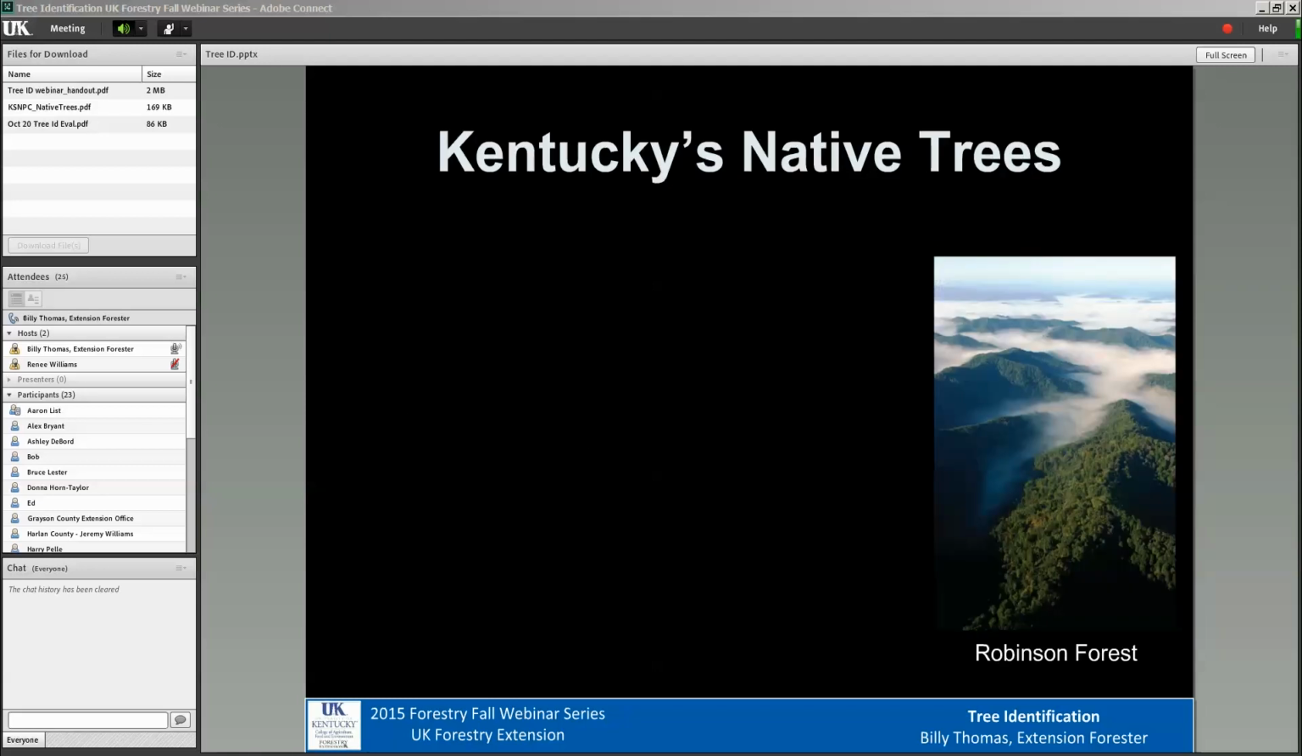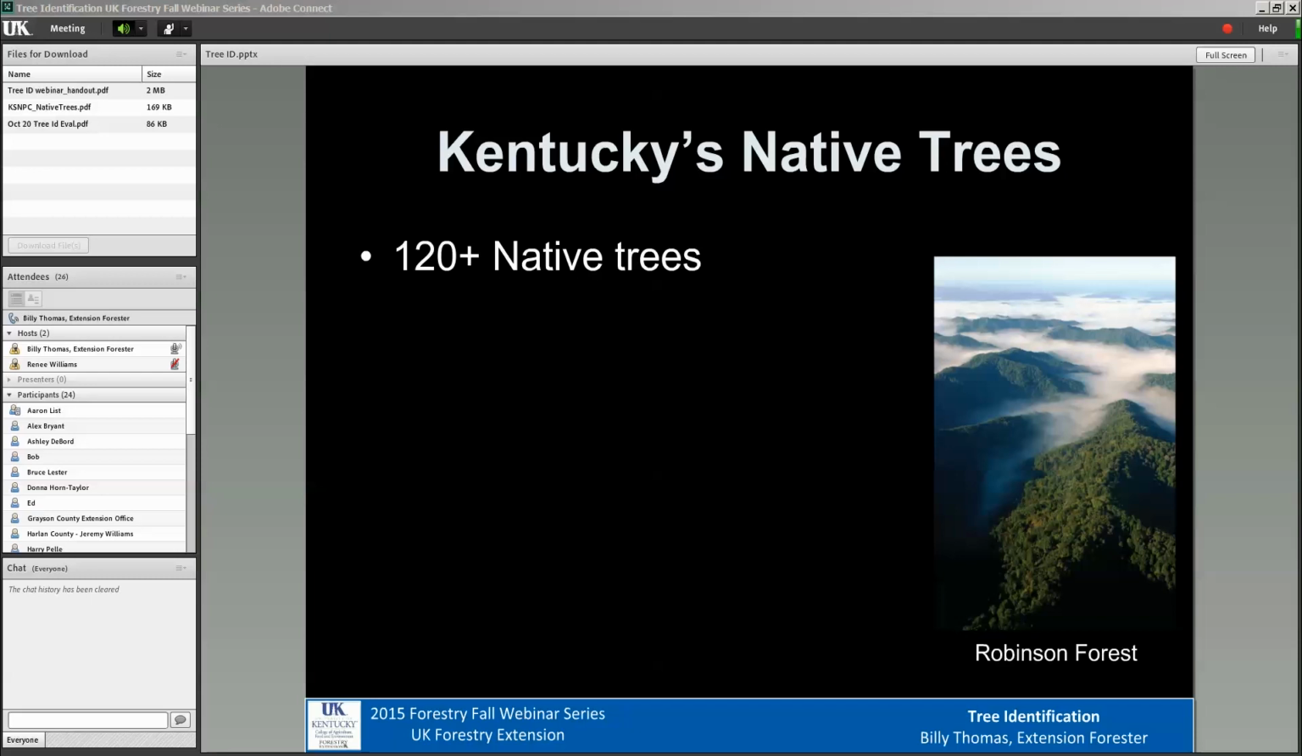So let's talk for a moment about Kentucky's native trees. The image there on the screen is of Robinson Forest down in Breathitt County, Kentucky. It's a beautiful area, tremendous amount of diversity of tree species. And I don't know if it's got 120 different native tree species, but it sure has a lot down there, that's for sure. Here in Kentucky, according to the Kentucky State Nature Preserves Commission, there's well over 120 different native tree species here in the state.